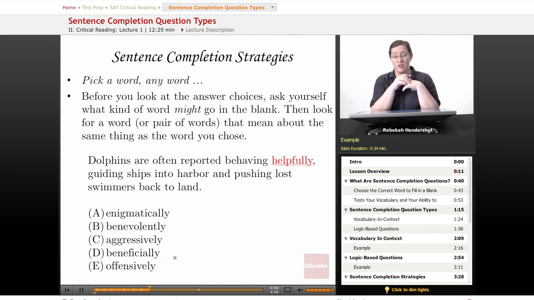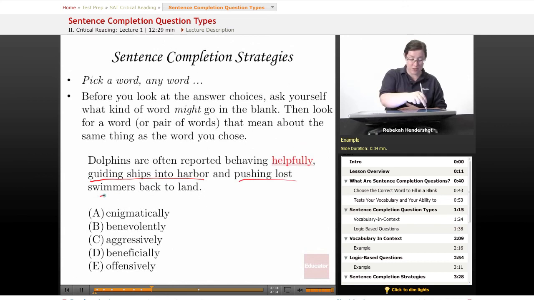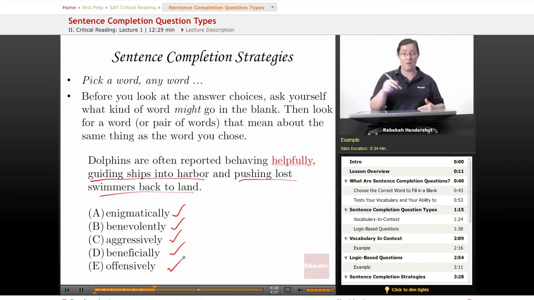So let's look at our dolphin question. Dolphins are often reported behaving blank, guiding ships into harbor and pushing lost swimmers back to land. Well, if they're guiding ships into harbor and pushing lost swimmers back to land, those are very helpful things for dolphins to be doing. So you probably want a word that means something like helpful. So as we look at these words, enigmatically, benevolently, aggressively, beneficially, and offensively, we can start to use process of elimination to eliminate words that don't mean something like helpful.